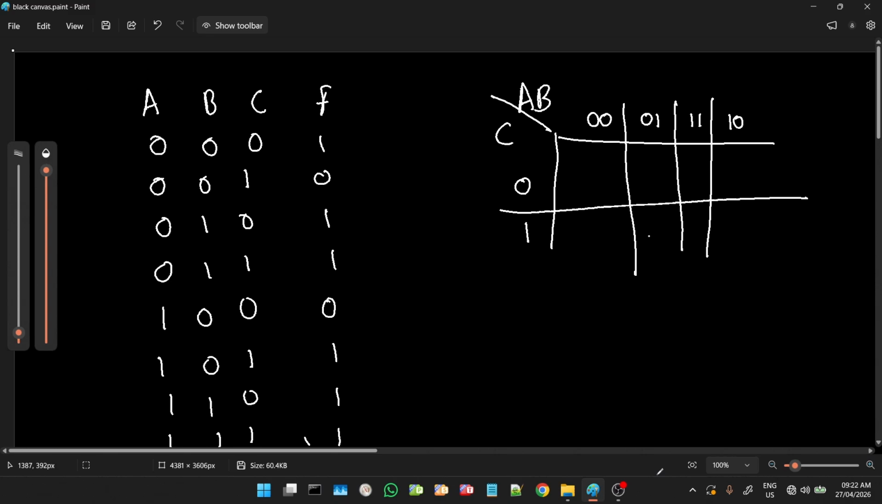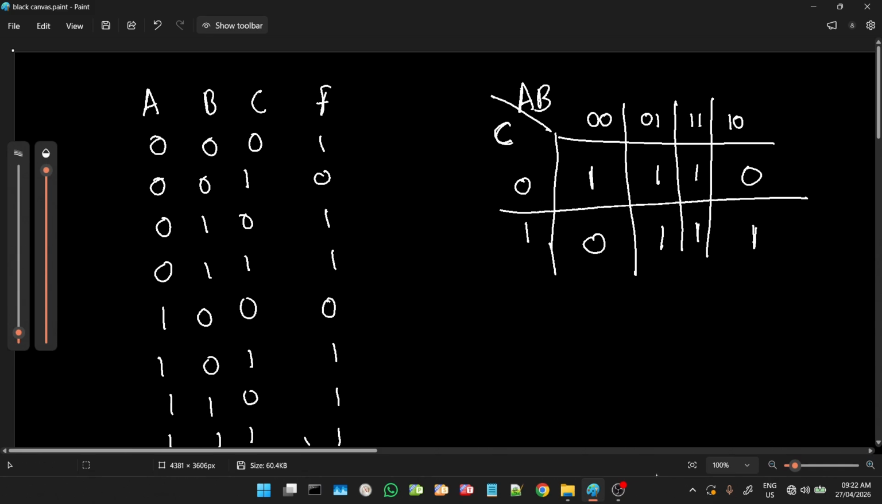And let's try to figure it out. Look at this: A, B both are 0, C is also 0, that's a 1. A, B both of them are 0, C is 1, so that's a 0. A 0, 1, 0 is a 0, 0, 1, 1 is 1, 1, 1, 0 is 1, 1, 1, 1 is also 1, right? So finally we have 1, 0, 0 is a 0, and we have 1, 0, 1 is a 1.